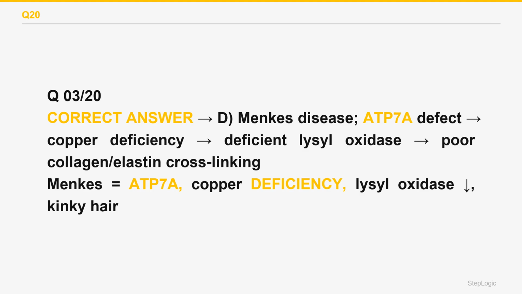The crucial contrast is with Wilson disease. Both involve copper-transporting ATPases, but Menkes is ATP7A, causing copper deficiency: copper can't be absorbed or exported. Wilson is ATP7B, causing copper accumulation: copper can't be excreted in bile. Menkes means deficiency, Wilson means overload. The ATP7A defect causing copper deficiency and deficient lysyl oxidase with kinky hair identifies Menkes disease.